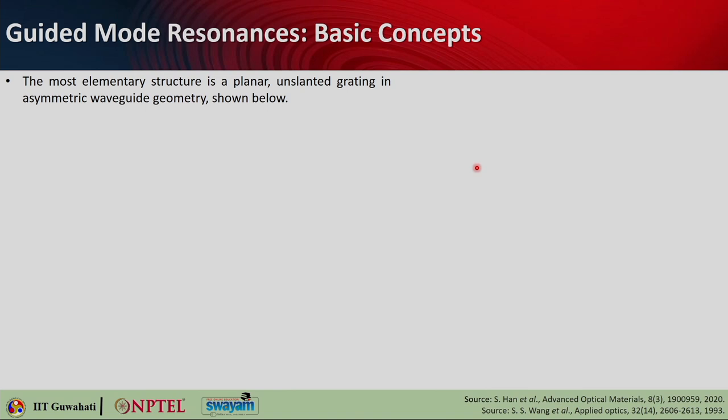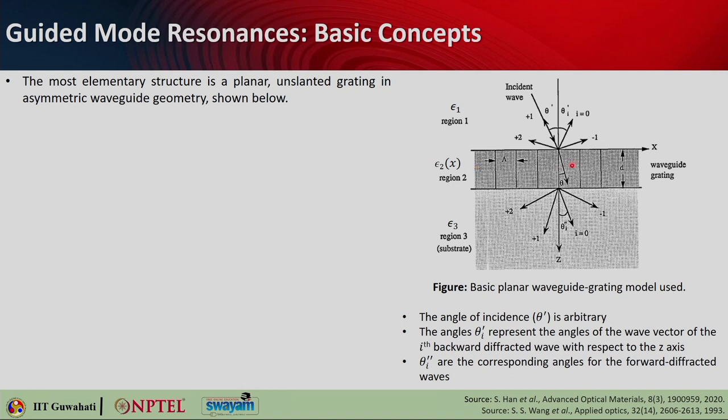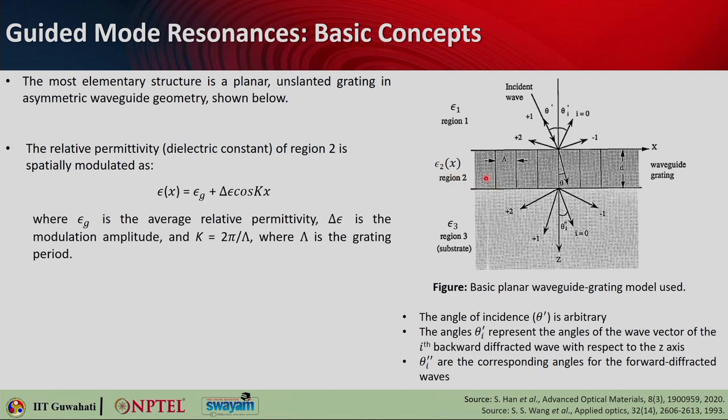Now let us have a look at the basic concepts of GMR, okay. So this is a grating structure and this is the waveguide that you have seen. Now in the most elementary structure, in this case a planar unslanted grating, okay, in an asymmetric waveguide geometry. Why are we calling it asymmetric? Because epsilon 1 and epsilon 3 are not the same here, that we take them as different. And the relative permittivity or the dielectric constant of this region 2 can be spatially modulated like this. So this is x direction, this is z. So epsilon x can be varied like this.